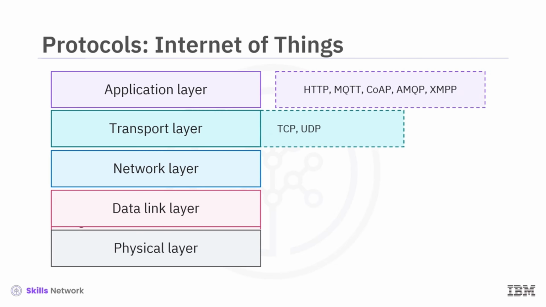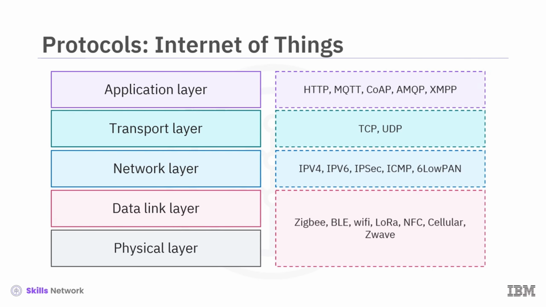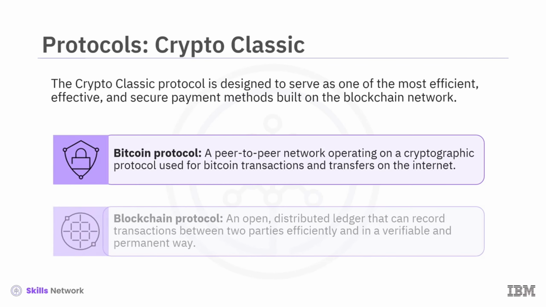The Internet of Things, or IoT, network model comprises diverse protocols for communication, which include data collection, data package, data transfer, and data control. The Crypto Classic protocol is designed to serve as one of the most efficient, effective, and secure payment methods, built on the blockchain network. It ensures privacy and transparency of payments directly transferred between two parties who have an address on the blockchain network.